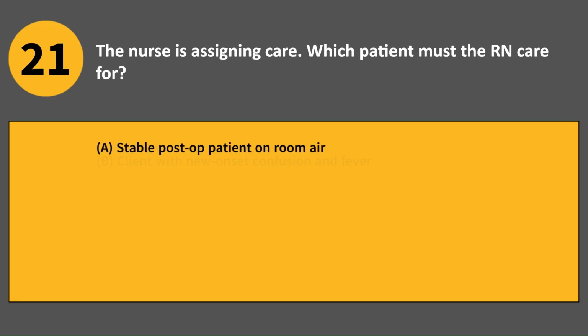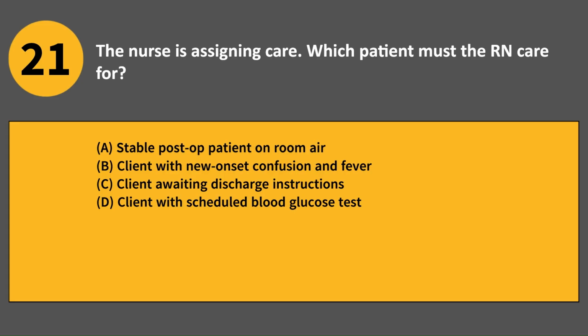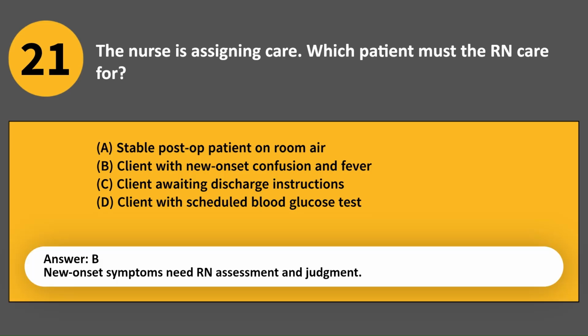The nurse is assigning care. Which patient must the RN care for? A. Stable post-op patient on room air. B. Client with new onset confusion and fever. C. Client awaiting discharge instructions. D. Client with scheduled blood glucose test. Answer: B. New onset symptoms need RN assessment and judgment.